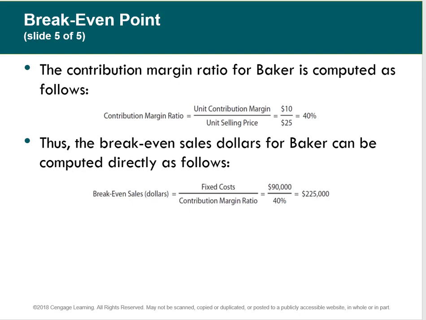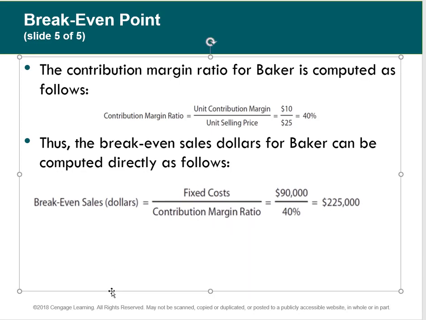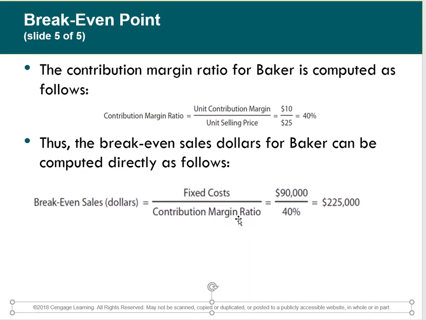Thus, the break-even sales dollars for Baker can be computed directly as follows. These are break-even sales dollars now. That's your fixed costs divided by your contribution margin ratio. Fixed costs over contribution margin ratio gives you break-even sales dollars of 225,000. So when I sell 225,000, then we'll be at break-even.